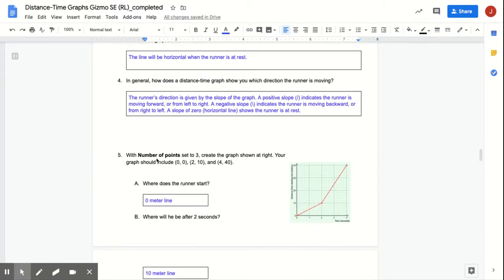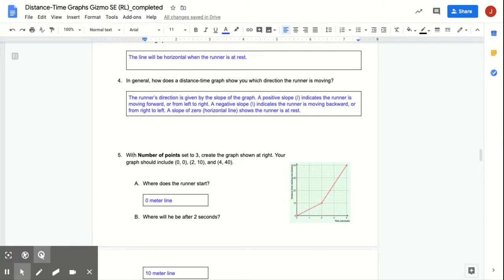In general, how does the distance time graph show you the direction the runner is running? If it has a positive slope, it indicates that the runner is moving forward. Negative slope indicates the runner is moving backward. And a slope of 0, which is a horizontal line, shows the runner is at rest. Okay?